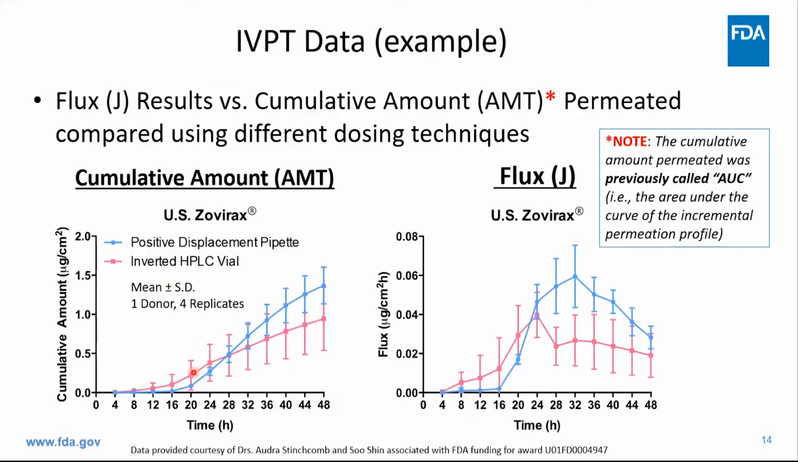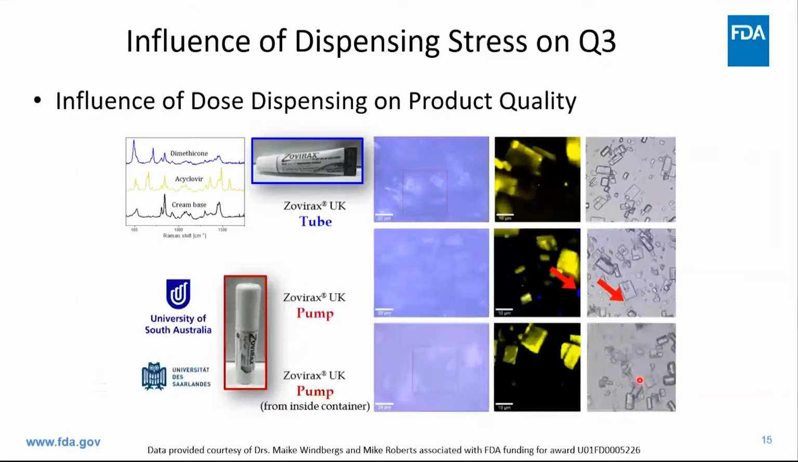The cumulative amount permeated is shown here, and this is the same data for flux. And you see that the flux can be a little bit more differentiating. In this case, we're looking at data that happens to be differences in dosing for a positive displacement pipette compared to an inverted HPLC vial used to spread it on the skin. And you can see that the difference in the way that the dosage form undergoes metamorphosis, even during administration, can affect the rate and extent of bioavailability. There's other data for this as well, showing the influence of dose dispensing, just even dispensing from the product container, on the quality of the product.